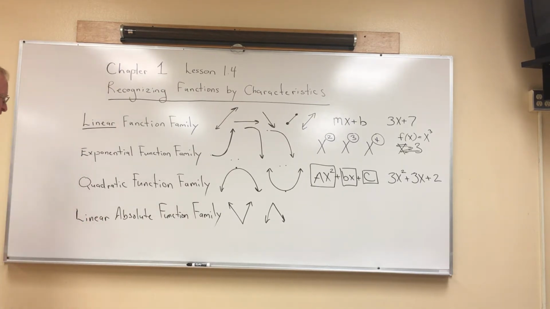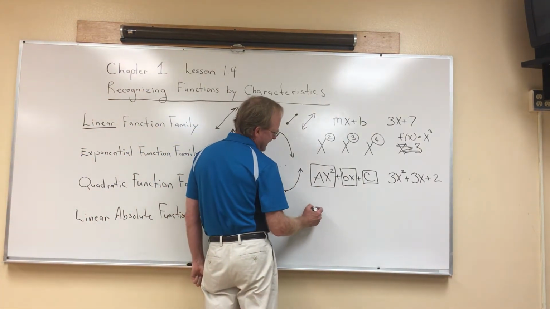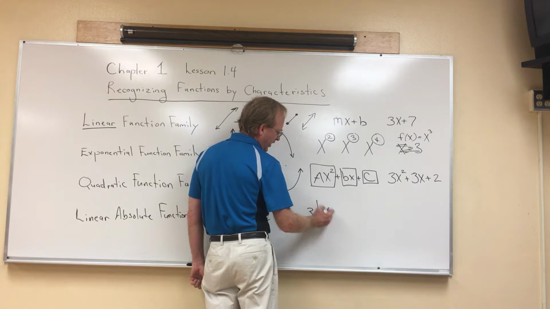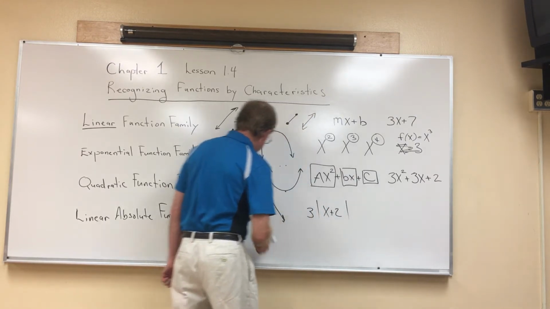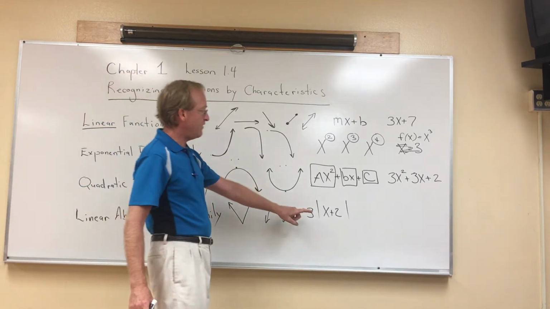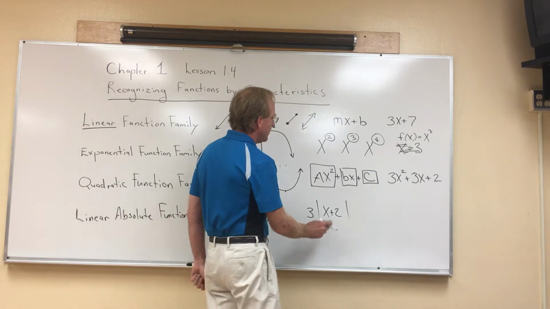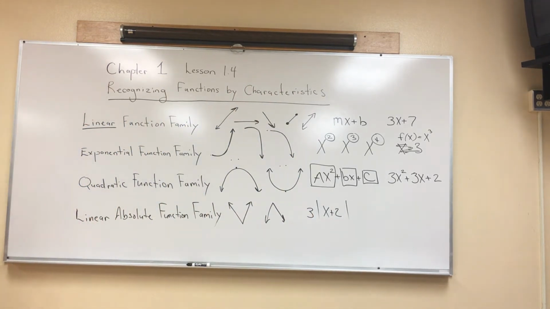Hints for linear absolute, if you see the absolute value bars. For example, if you see, let's say absolute value bar, you know it's going to give you one of these. So they're real easy to spot. If you see those absolute value bars, you know you have yourself a linear absolute function. So that's just some hints.